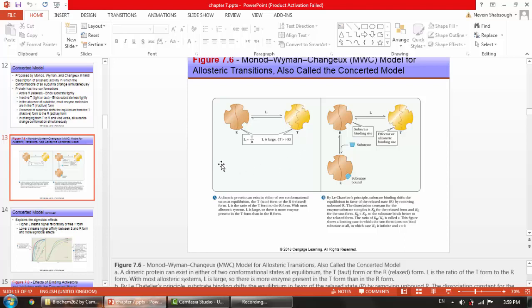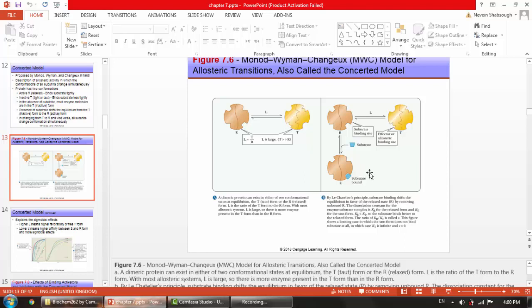Now, when the substrate is added, it binds to the R form, of course, and the equilibrium shifts. According to Le Chatelier's principle, when a system at equilibrium is subject to stress, it goes in the direction that relieves that stress. So more T is converted to R, and notice that the value of L will decrease, of course.